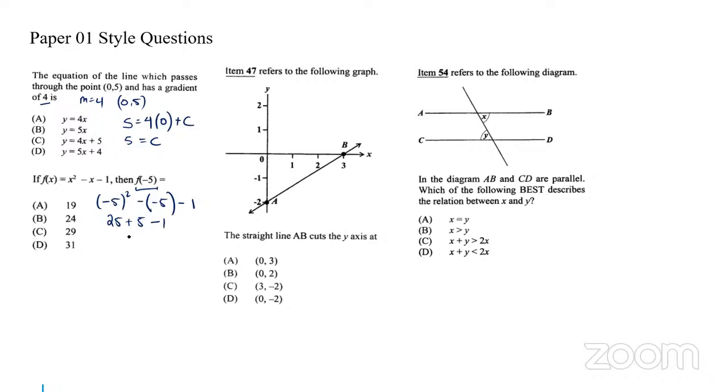25 plus 5 minus 1. 25 plus 5 gives me 30. 30 minus 1 gives me 29. And 29 is option C.